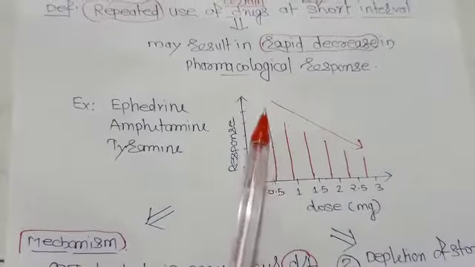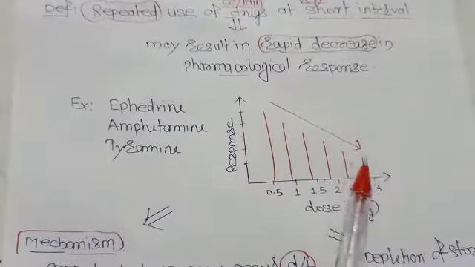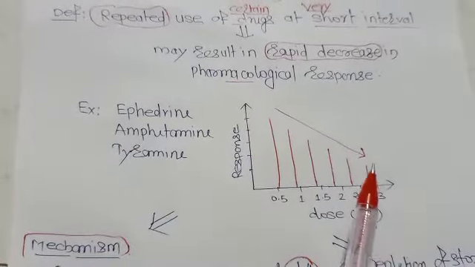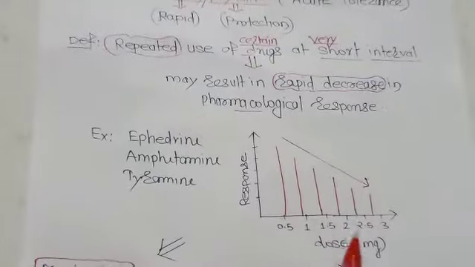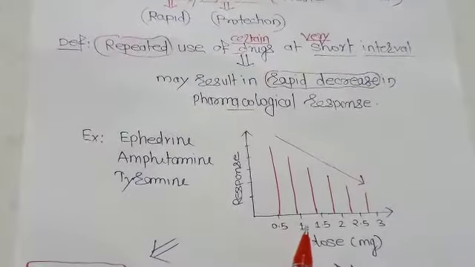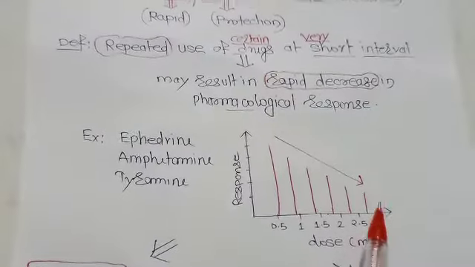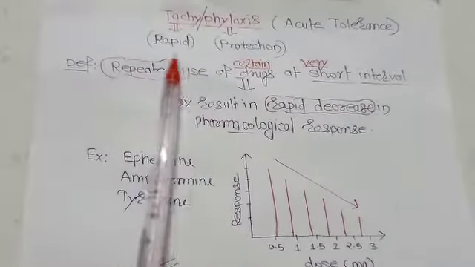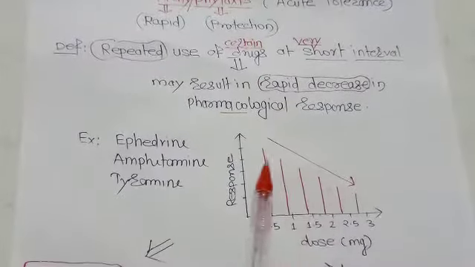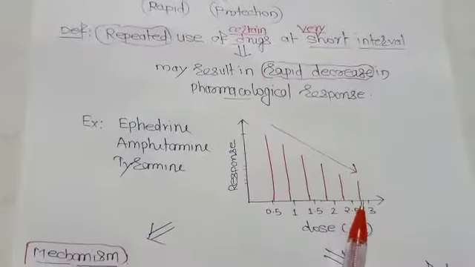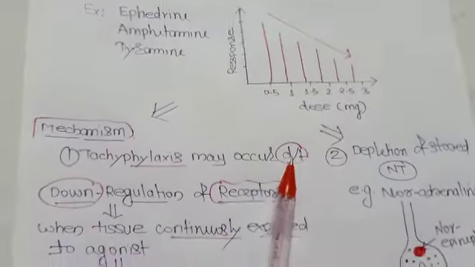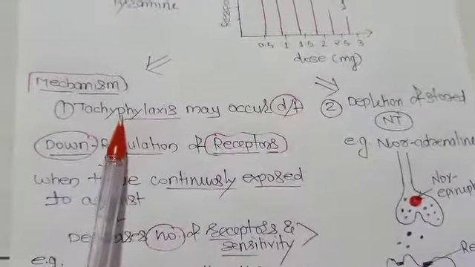Why is there a decrease in response in spite of an increase in dose? It means you cannot overcome tachyphylaxis by increasing the dose. This diagram shows that if you increase the dose you cannot overcome tachyphylaxis; there is a continuous, rapid decrease in the pharmacological response. Now, what are the various mechanisms for this tachyphylaxis?